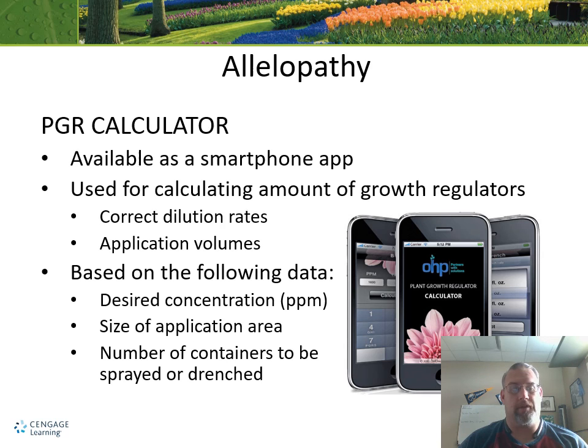So I'm not going to cover this. There's an app for plant growth regulators.